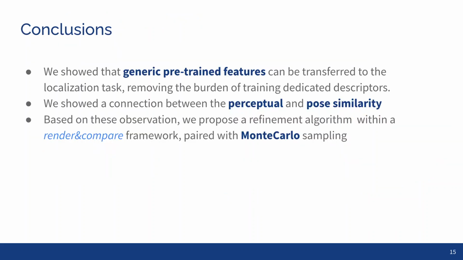Concluding, we show that generic pre-trained features can be transferred to the localization task, thus removing the burden of training dedicated descriptors. We also showed a connection between perceptual and pose similarity, and building on this observation, we proposed a refinement algorithm within a render and compare framework paired with Monte Carlo sampling.